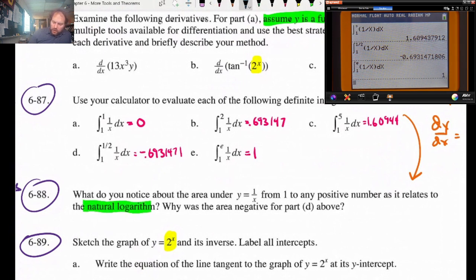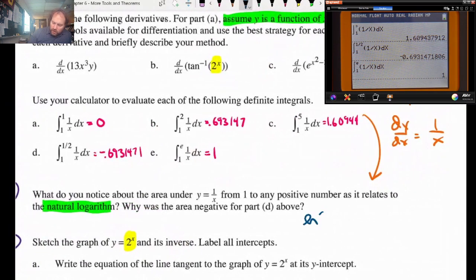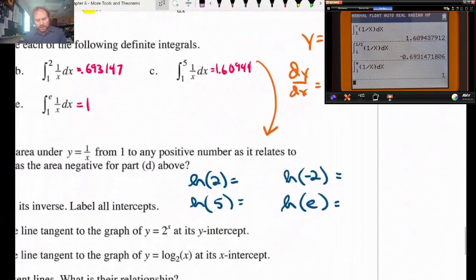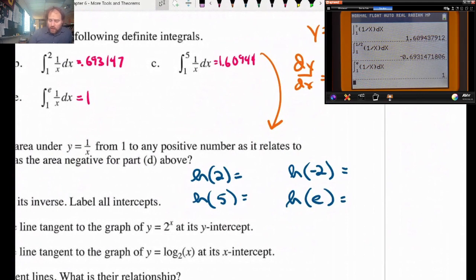And here's what I want to check really quick. I'm just going to throw out some numbers here: the natural log of 2, the natural log of 5, the natural log of negative 2, and the natural log of e. You can grab a calculator and crunch these numbers if you like, but I'm just going to show you because I think you might already know what's going on. The natural log of 2 is 0.693147, and that is the answer that we had up here.